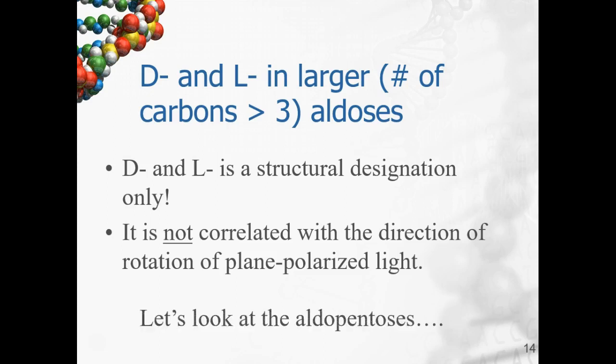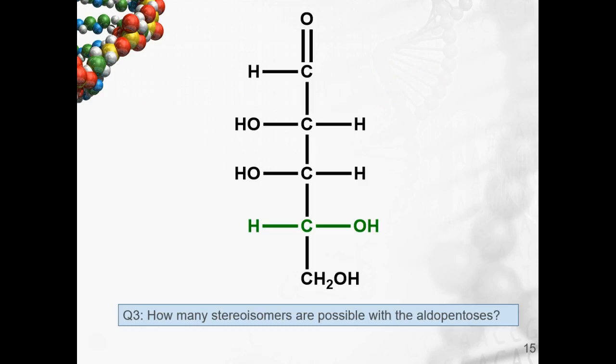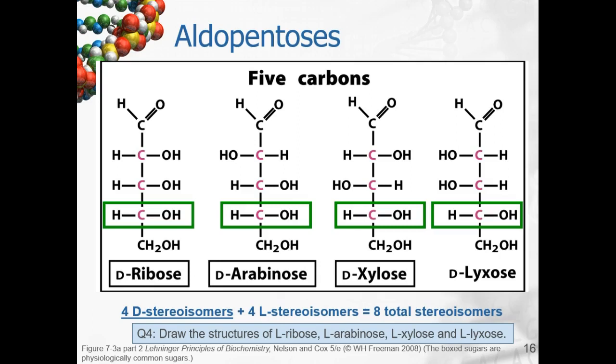So now let's look at the aldopentoses. So here you should answer the question, how many stereoisomers are possible with aldopentoses? So again, pause the presentation and think about it, and then come back. Well, you should have noticed that there are 3 chiral carbons, and in this diagram, all 3 of the chiral carbons are shown here in red. And if you have 3 chiral carbons, then you have 2 to the 3rd power, which is equal to 8. So we have 8 total stereoisomers, and 4 of them are D, and 4 of them are L.